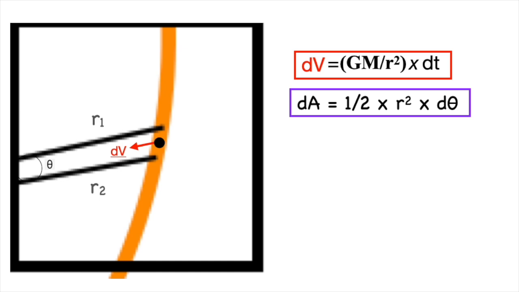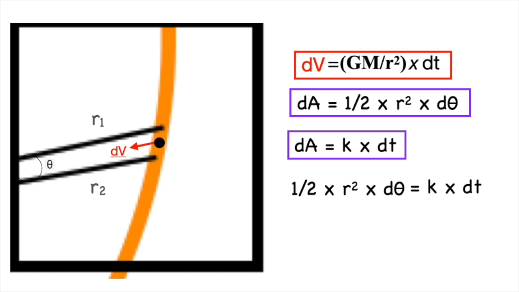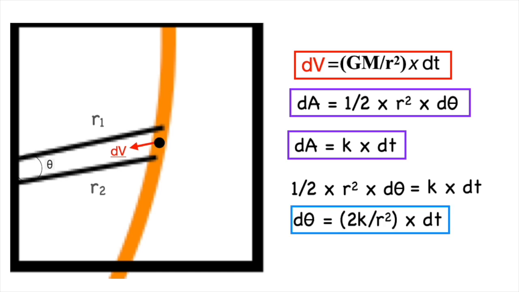Now let's reintroduce another equation from earlier. That is, dA equals k times dt. Combining these two equations, boxed in purple, we find that 1/2 times r squared times d theta equals k times dt. Rearranging, we get d theta equals 2k over r squared times dt.